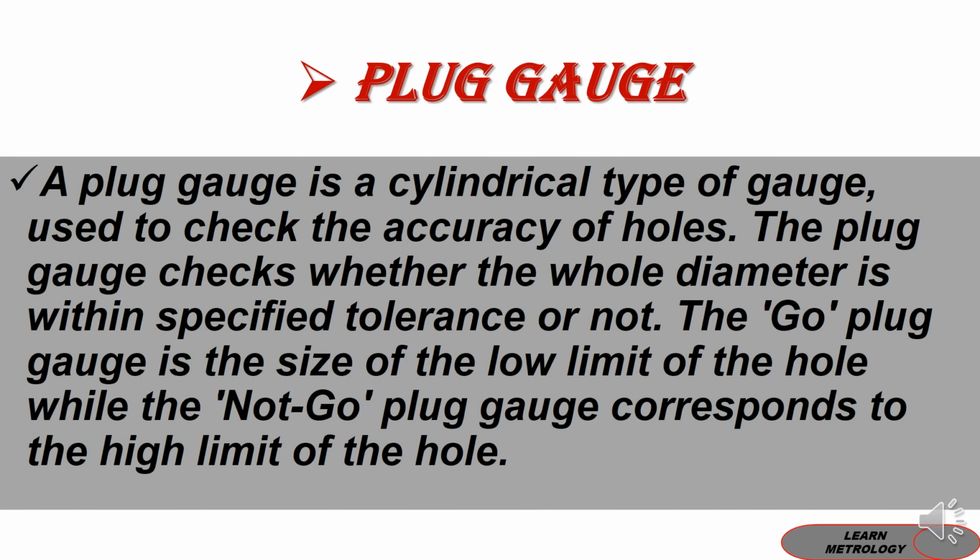Plug gauge. A plug gauge is a cylindrical type of gauge used to check the accuracy of holes. The plug gauge checks whether the hole diameter is within specified tolerance or not. The go plug gauge is the size of the low limit of the hole, while the no-go plug gauge corresponds to the high limit of the hole.